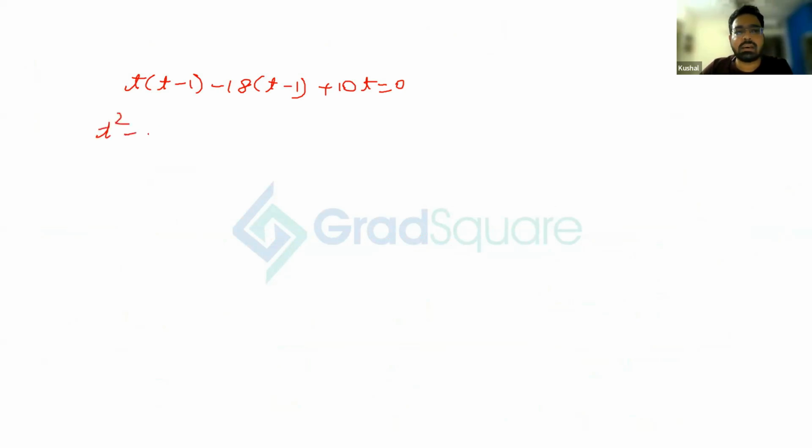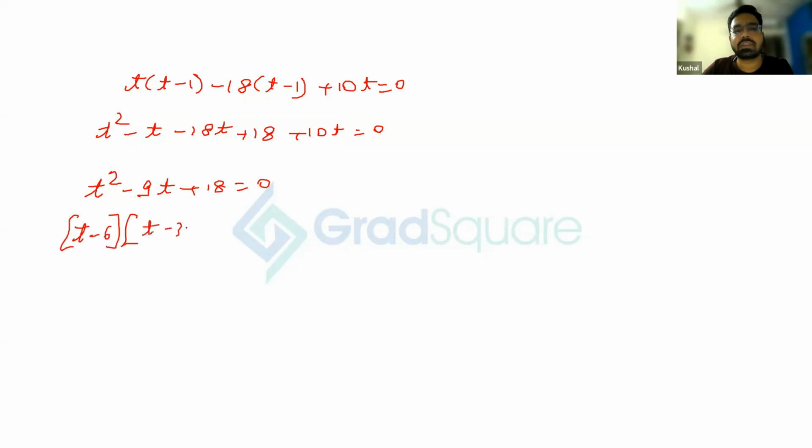So t square minus of t, because x is at the end of the day getting cancelled. Minus of 18t plus of 18 plus of 10t turns out to be equal to 0. T square will turn out to be equal to minus of 19t plus of 10t. So this gives me minus of 9t plus of 18 turns out to be equal to 0. And 6 3s are 18 that you can solve over here. You will get t minus of 6, t minus of 3 to be equal to 0. So either t must be equal to 6 or t must be equal to 3.